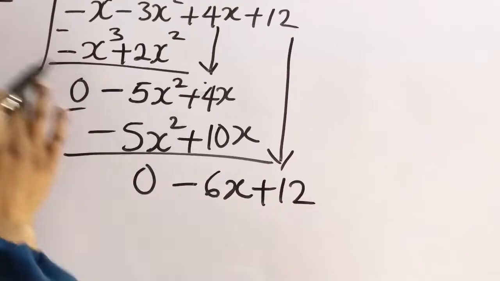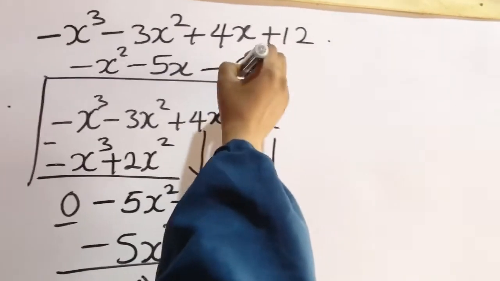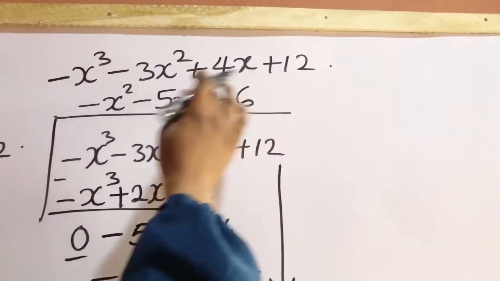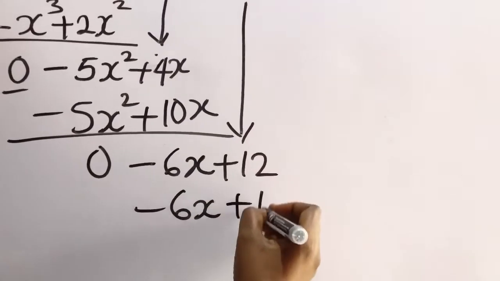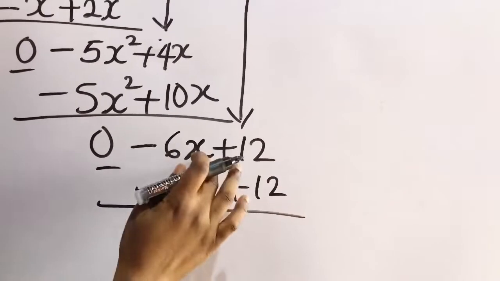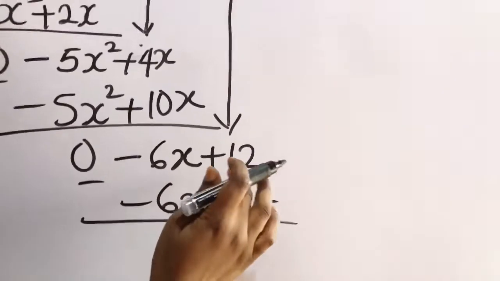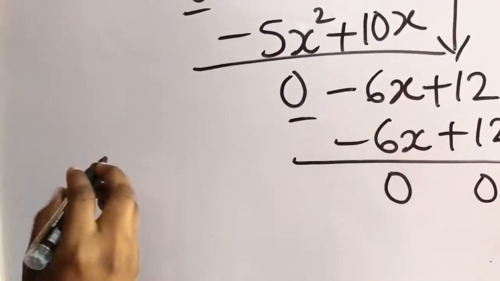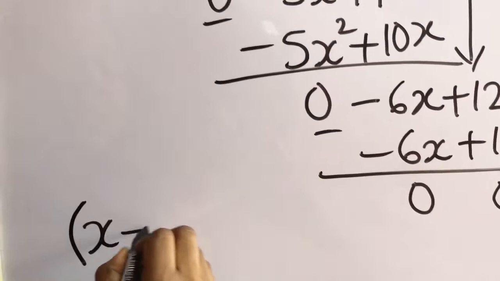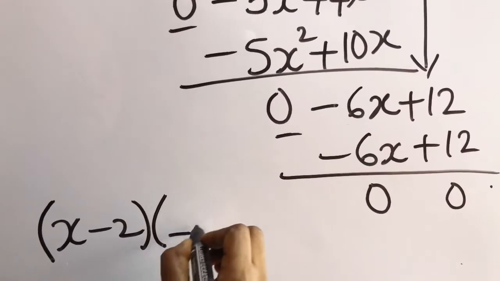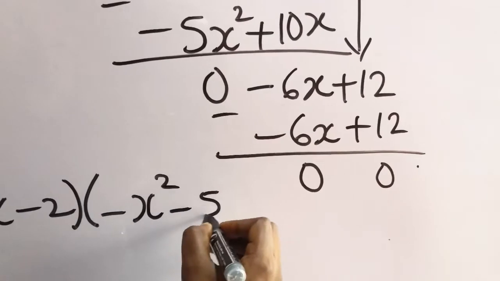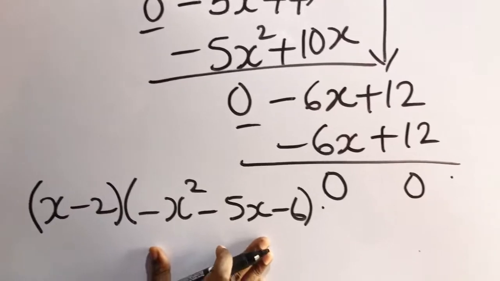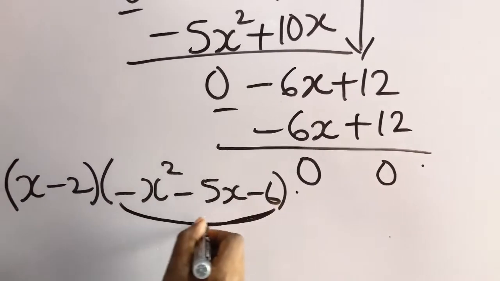Minus 6x divided by x gives minus 6. Minus 6 multiplied by x gives minus 6x. Minus 6 multiplied by minus 2 gives plus 12. So subtract. Minus 6x minus minus 6x gives 0. 12 minus 12 gives 0. So the factors of this polynomial will now be equal to x minus 2 multiplied by minus x squared minus 5x minus 6.